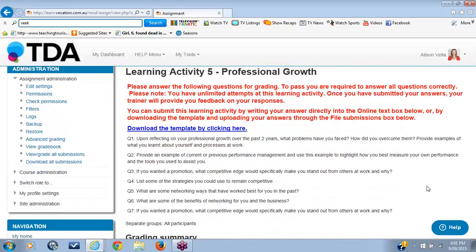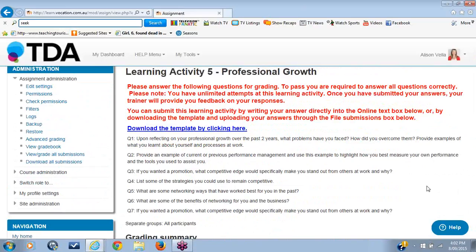Definitely. So the next one: provide an example of current or previous performance management, and use the example to highlight how you best measure your own performance and the tools that you use to assist you. So this can be something from a previous position or a previous performance management that you might have had. For those of you that have been through a few performance management appraisals and meetings over the years, there'll normally be 1 or 2 that'll stick in your mind for one reason or another.